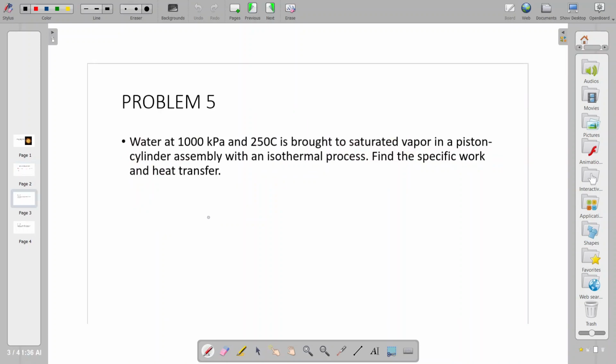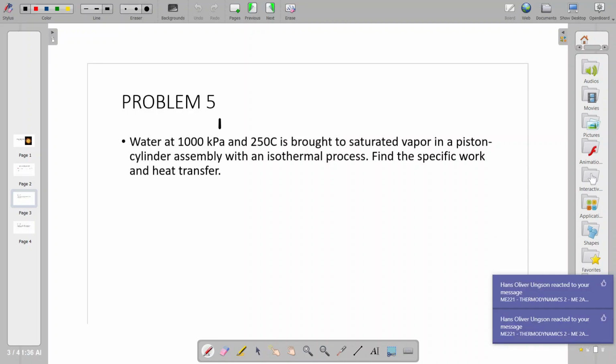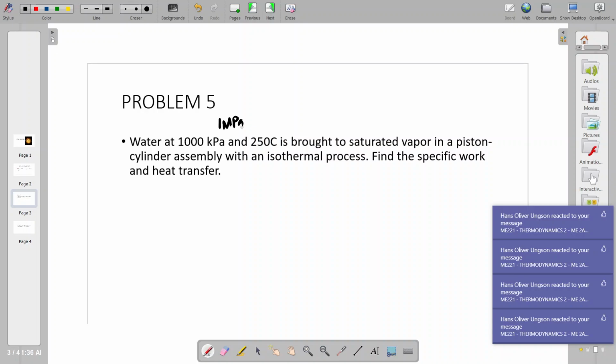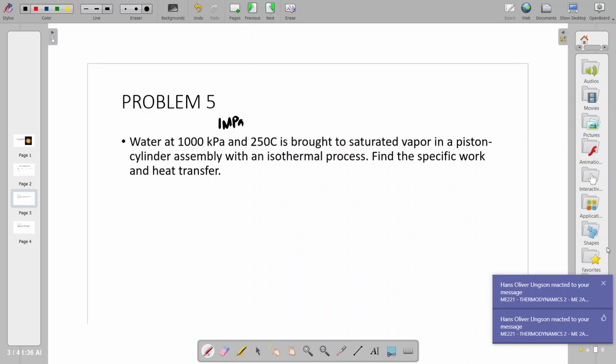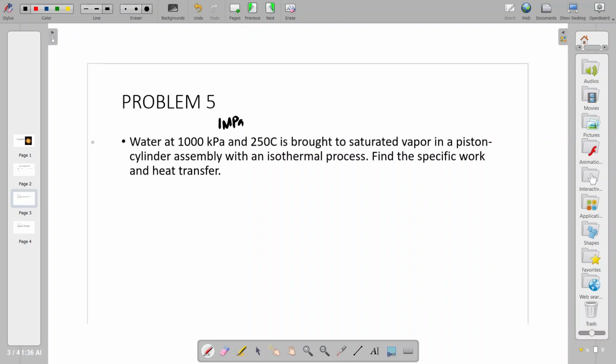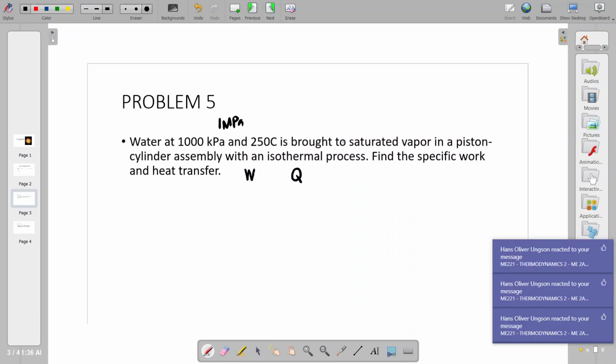Sabi niya dito is water at 1000 kPa or sabihin na natin 1 MPa, and 250 degrees Celsius is brought to saturated vapor in a piston cylinder assembly with an isothermal process. Find the specific work, hanap yung work at saka si heat transfer. Ngayon, ang tanong dito, ano ba yung unang state? 'Di ba?